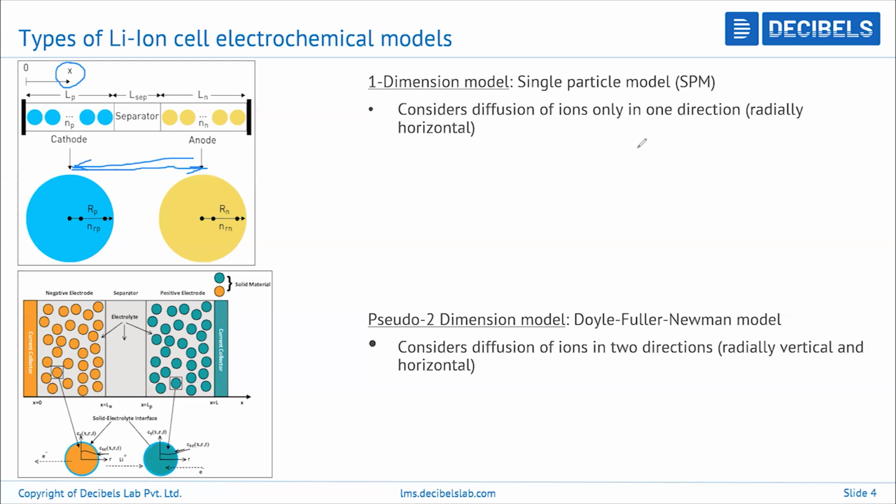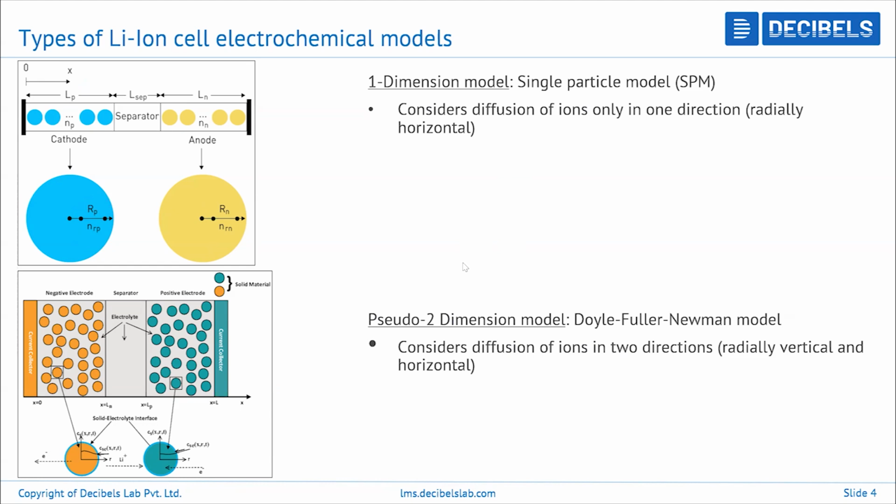If you put it in a geometrically accurate term, it's called radially horizontal. You can see the markings here, like R positive, R negative. R basically stands for the radius, and it happens only in the radial direction. It does not happen in the other directions, that is the Y and Z direction. So that is the feature of the one dimension model. It considers the movement of ions only in the X direction.